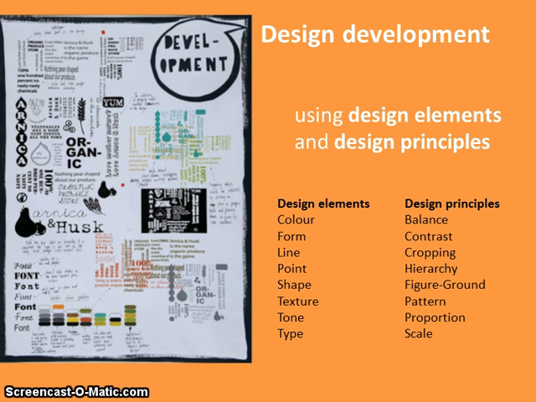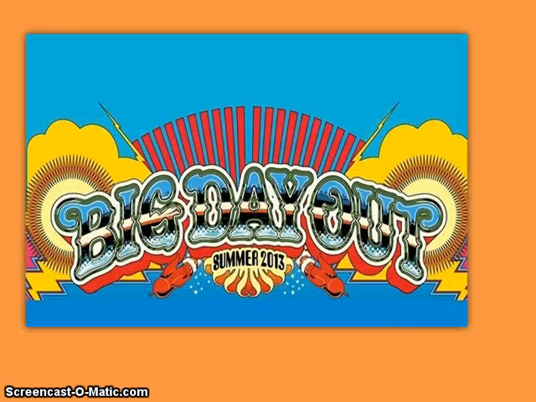What I want to do now is show you over the next several slides different visual examples out there in the world, and I'll focus on a specific design element or design principle evident in them. Of course, there are going to be many more elements and principles evident, but I just want to focus on one particular one. So the first one we'll look at is this Big Day Out poster.